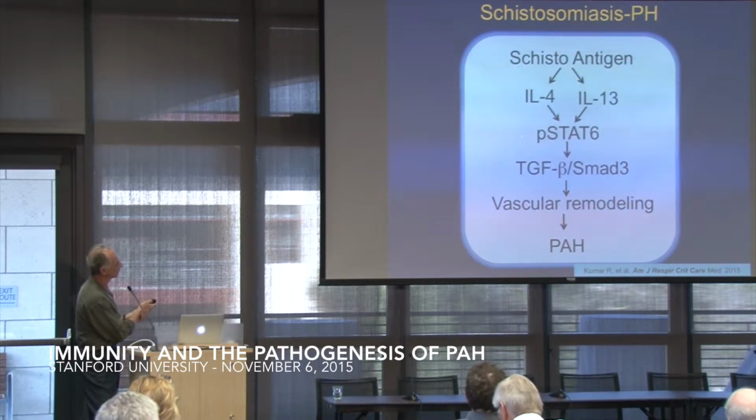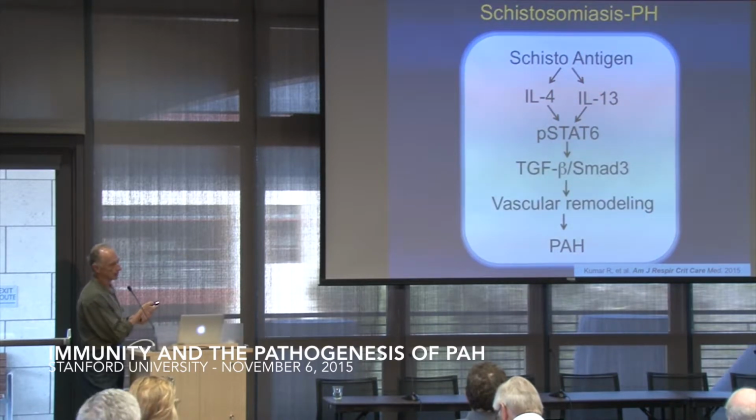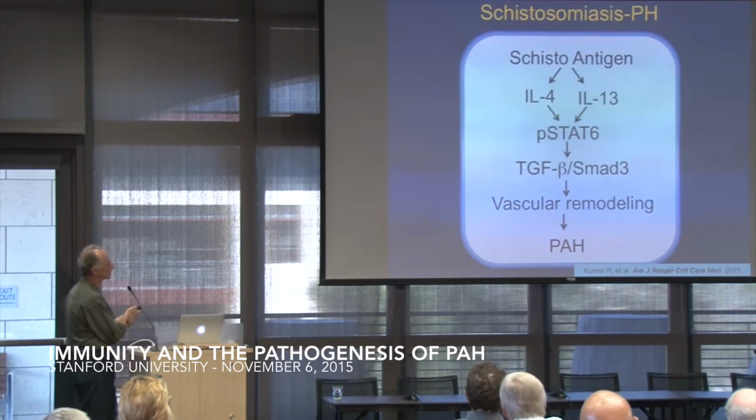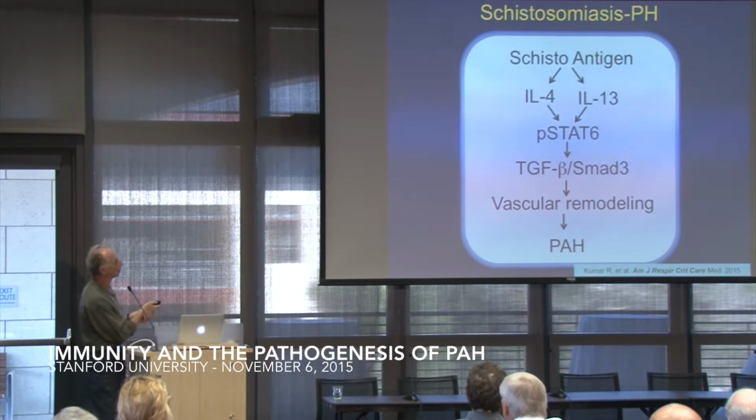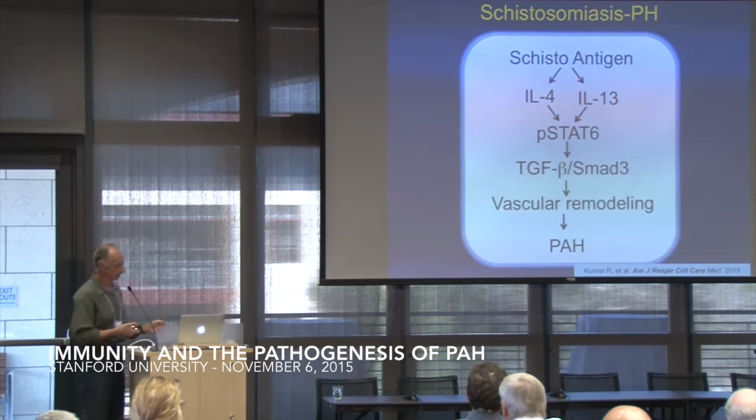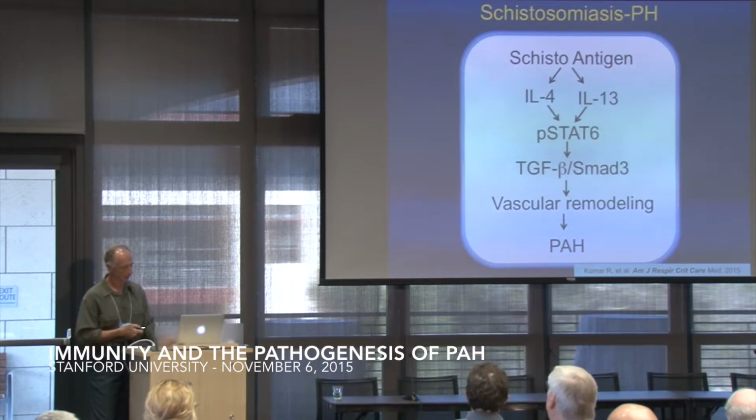It engages a prototypic TH2 inflammation with these 2 cytokines. Only one is not sufficient, it's both. Activates p-STAT6, leads to TGF-beta via SMAD3. There are different SMADs that signal TGF-beta: 2, 3, and 4. In this case, it's 3, we know, because of mice that have been deleted for SMAD3, and creates the vascular remodeling and eventually PH in the mouse or PAH in the human.